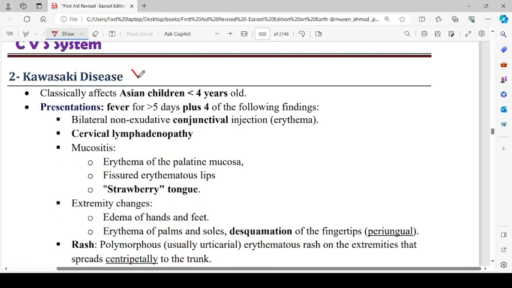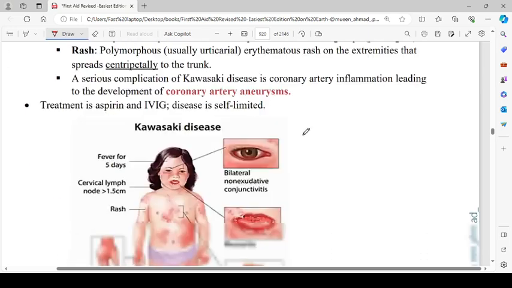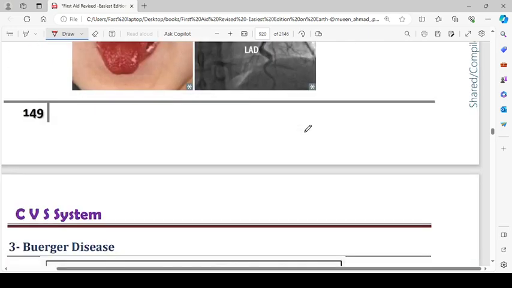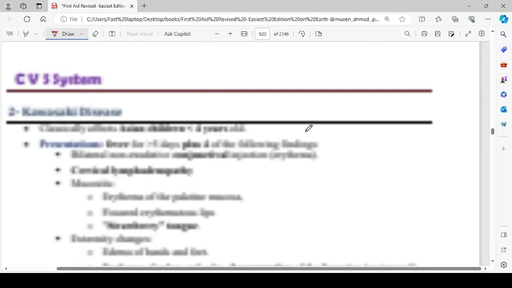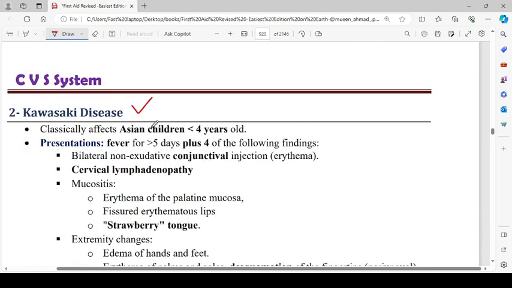Kawasaki disease is important because it is the only condition in which aspirin is advisable to children. Otherwise, aspirin is strictly contraindicated in children. And secondly, there is a mnemonic for that, I think, CRASH and BURN. Now I don't know the full form of it, but okay. So the very first thing is it classically affects Asian children who are less than 4 years of age. Presentation is fever for more than 5 days plus 4 of the following findings.